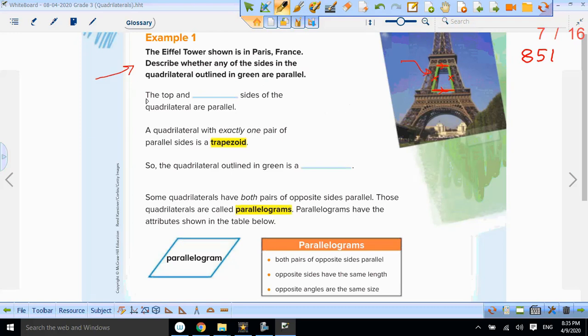So the top and bottom sides of the quadrilateral are parallel. So a quadrilateral with exactly one pair of parallel sides is called a trapezoid. So the quadrilateral outlined in green is a trapezoid.